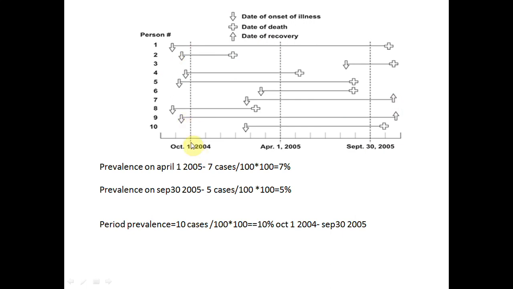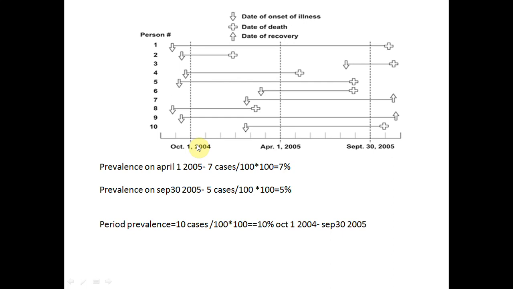If you are taking prevalence on April 1st 2005, we have to see how many cases are present on April 1st. So 1, 2, 3, 4, 5, 6, and 7. So 7 cases are present on April 1, that is point prevalence. Let's take total population 100. So our point prevalence on April 1 will become 7%.